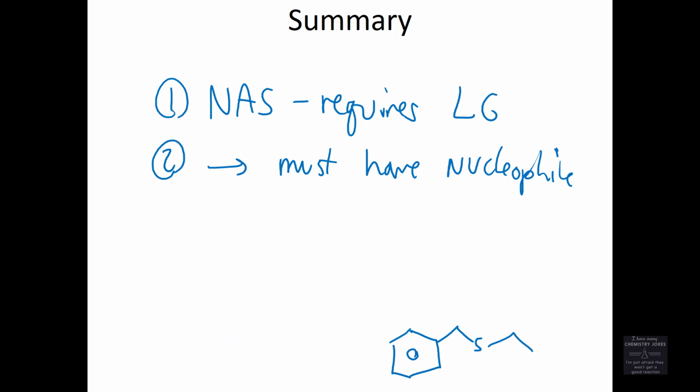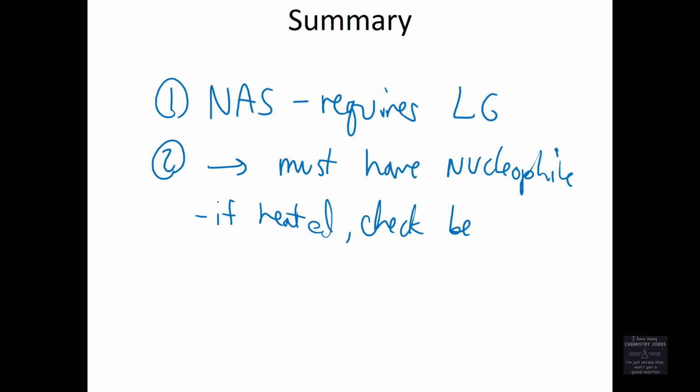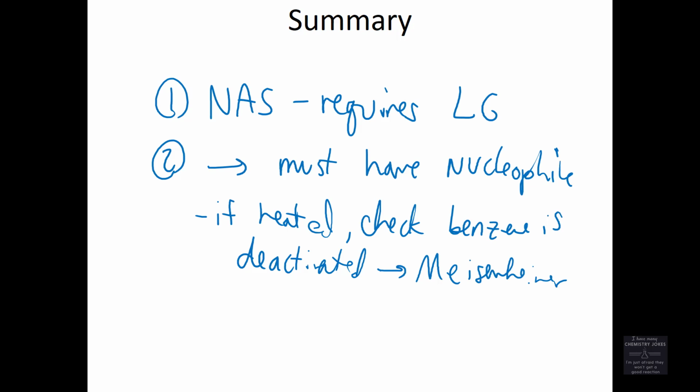So you must have a nucleophile. That's often ionic things like O with a minus, S with a minus, carbon with a minus, nitrogen with a minus. If that nucleophile is heated, check to see if your benzene is deactivated. If it's heated, check to see if the benzene is deactivated, and if it is deactivated, we're thinking Meisenheimer. If it's not heated and a super strong base, think benzyne.